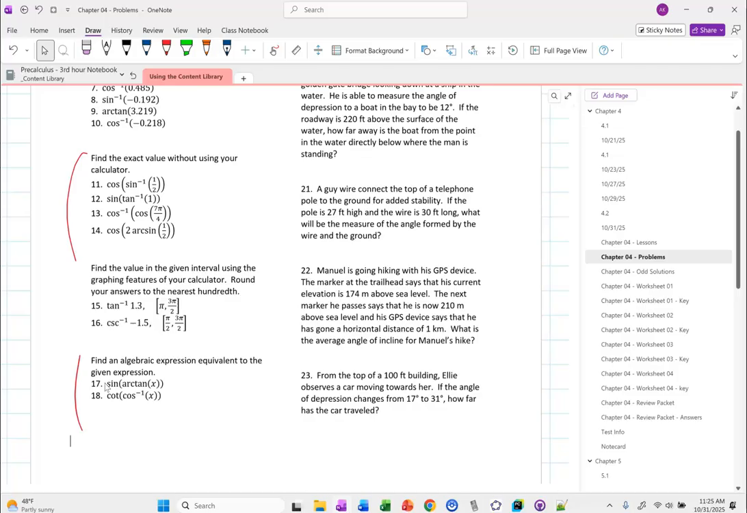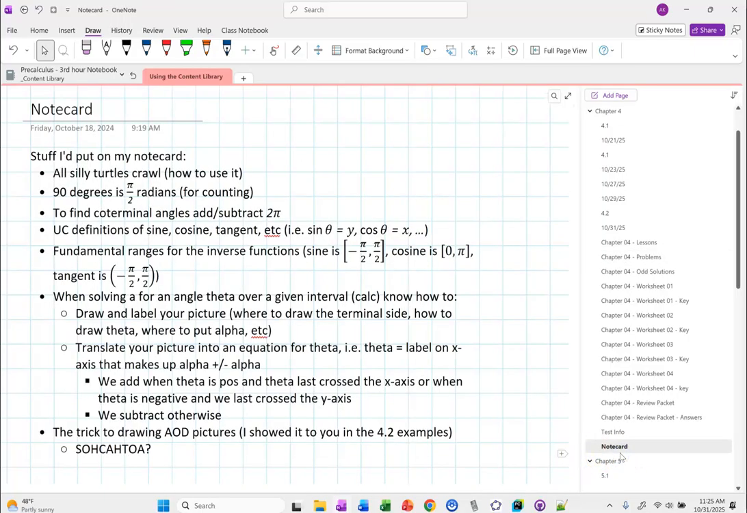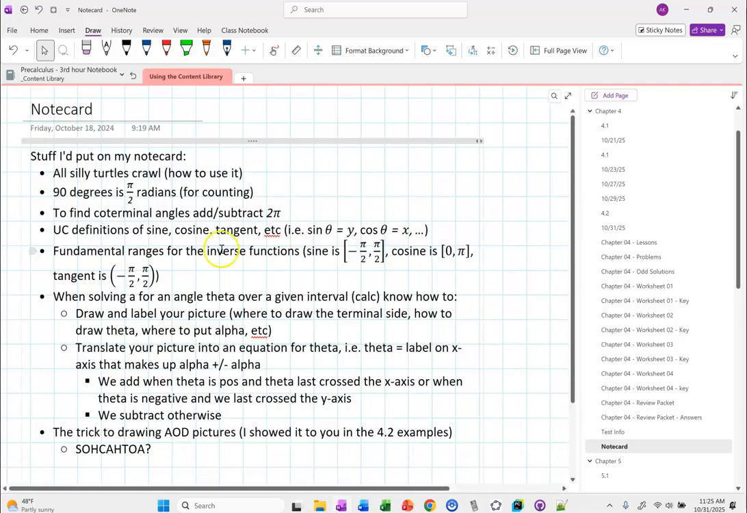Okay, well, I'm going to sign off. If you guys have questions on things, flag me down. I'll just kind of be milling about and trying to help out a little bit. Before I sign off, here is the stuff that I would put on my note card. I have a tab on OneNote for this. I would have all silly turtles crawl, and how to use it.